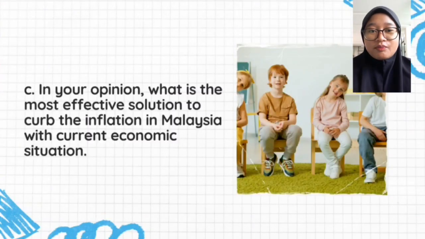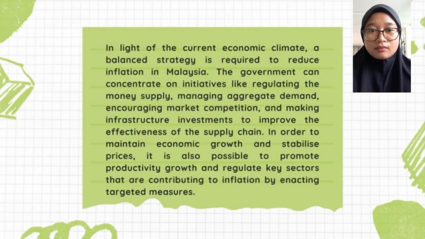Question C. In your opinion, what is the most effective solution to curb inflation in Malaysia with the current economic situation? In light of the current economic climate, a balanced strategy is required to reduce inflation in Malaysia. The government can concentrate on initiatives like regulating the money supply, managing aggregate demand, encouraging market competition, and making infrastructure investments to improve the effectiveness of the supply chain.